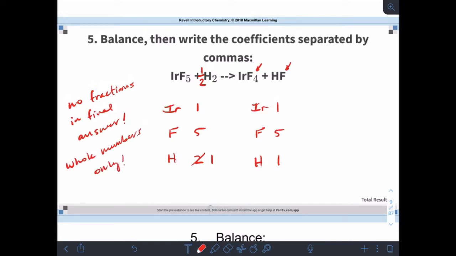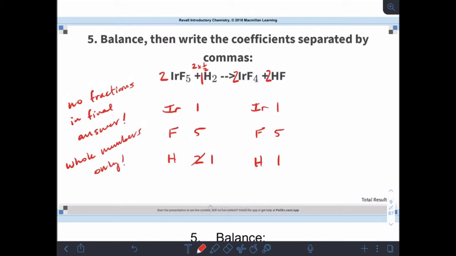Right, so how do I get rid of the fraction? I'm going to multiply the entire thing by 2. Okay, so if I take and multiply the entire equation by 2, 2 times 1/2 is 1, right? So that eliminates my fraction. So let's multiply everything by 2. And then right here with the hydrogen, I'll have 2 times 1/2. That makes a 1, a 2, and a 2.